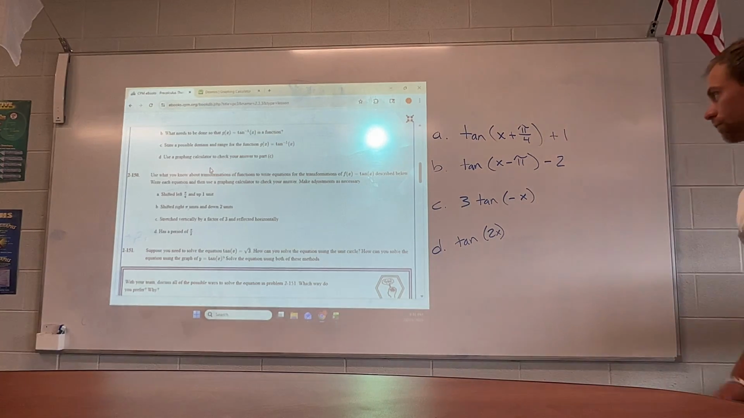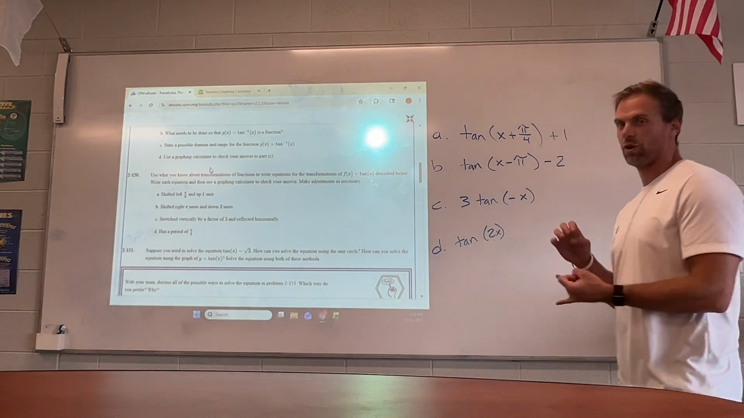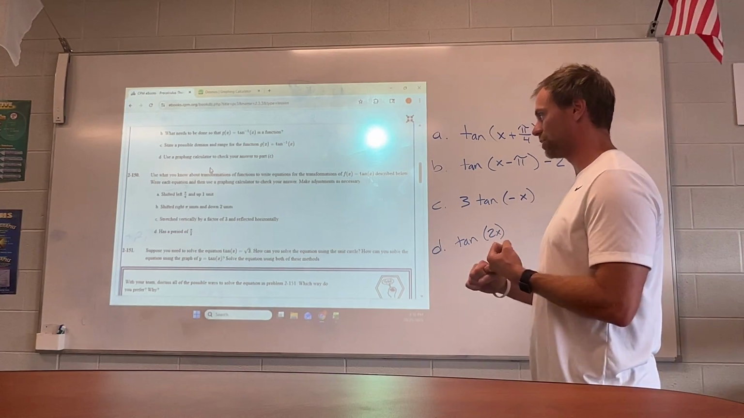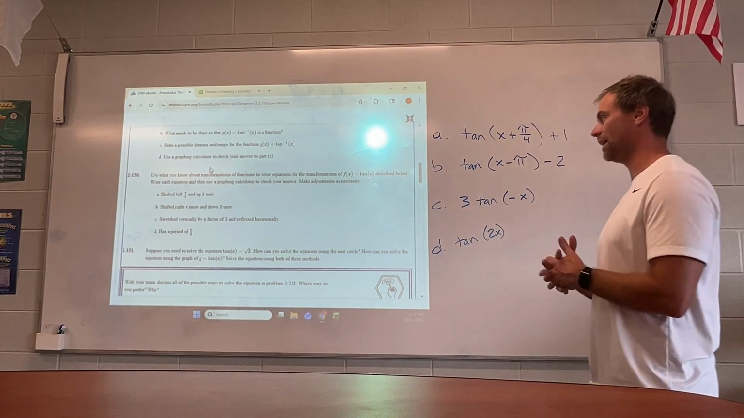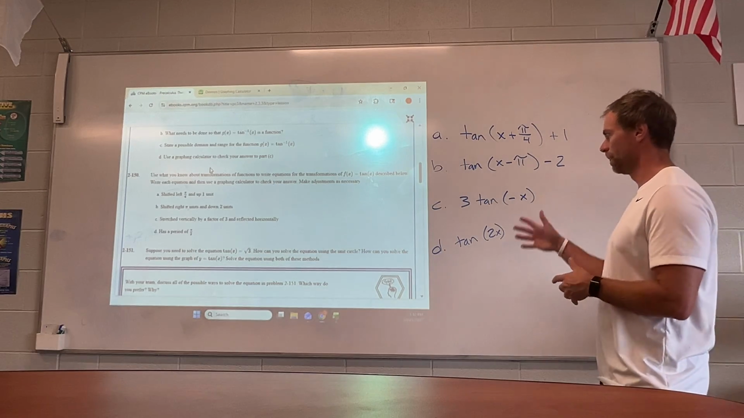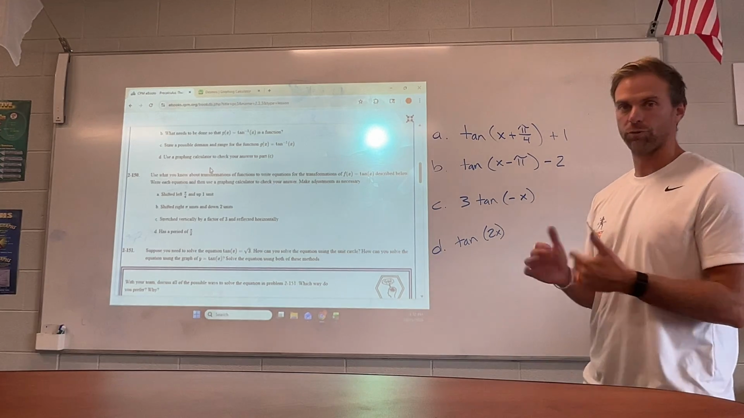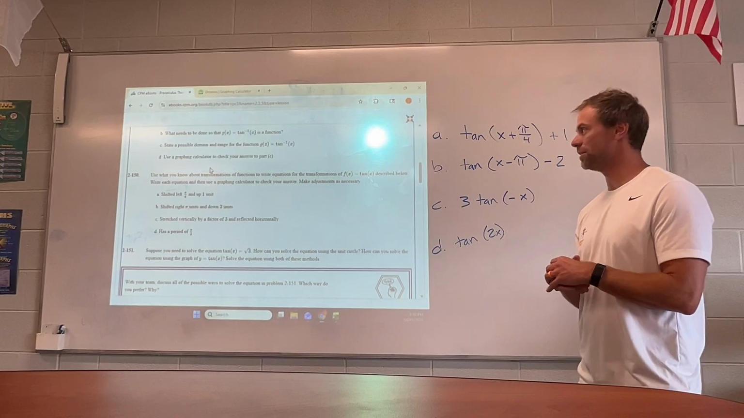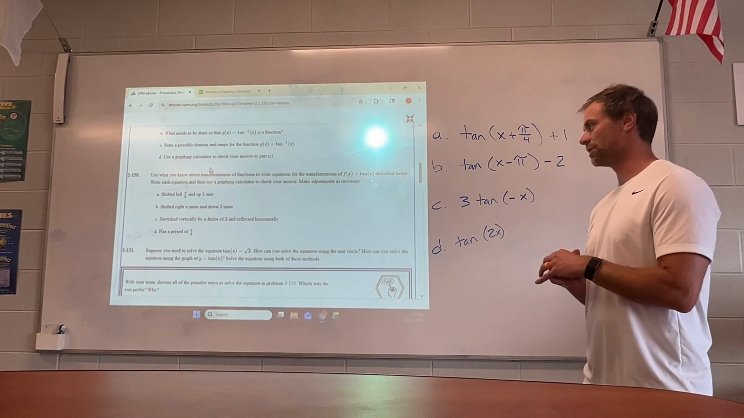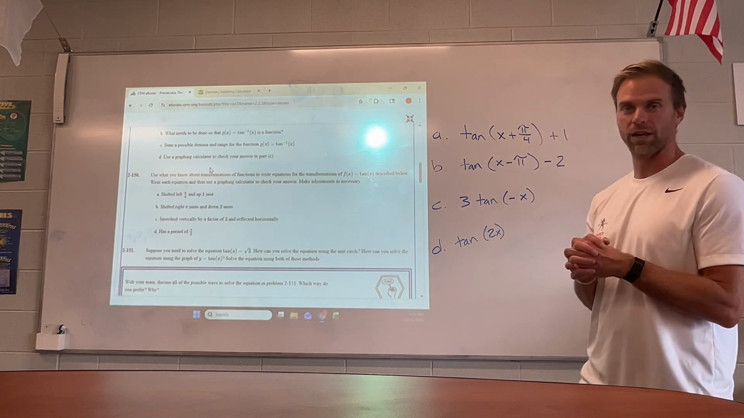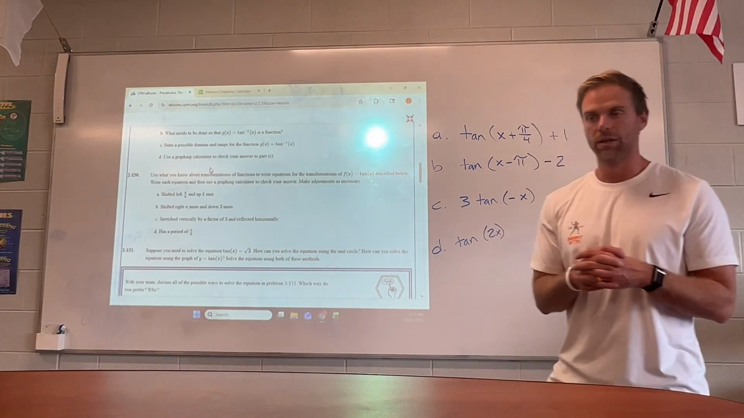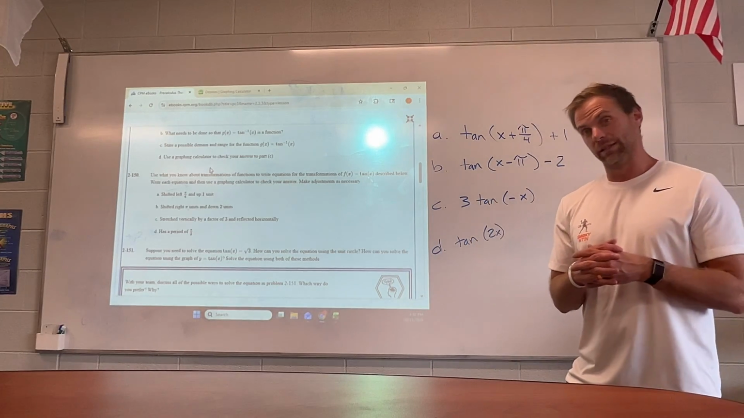Okay, so that is graphing tangents. That's graphing inverse tangent, or what it looks like. And then also being able to transform these a little bit. So that's lesson 233. And the gist of what we're doing there is graphing tangent and inverse tangent. And that ends unit 2.